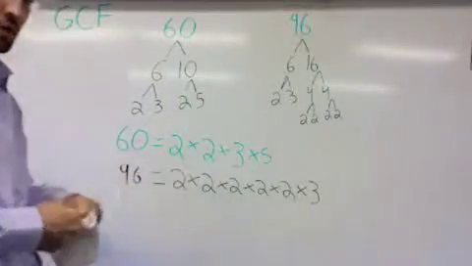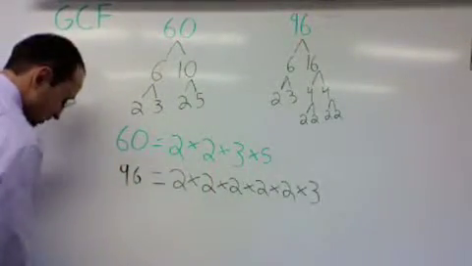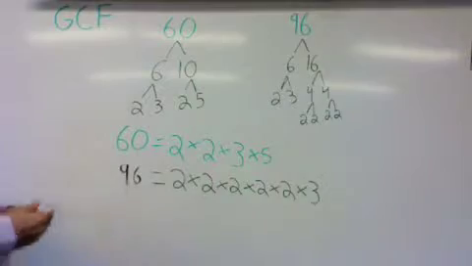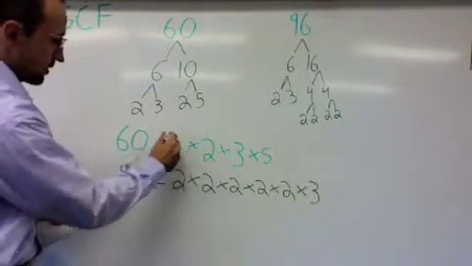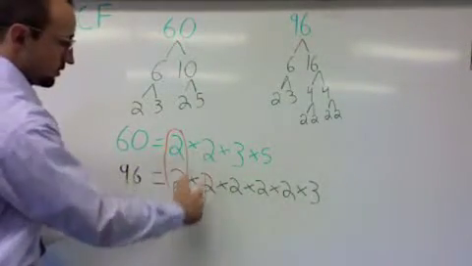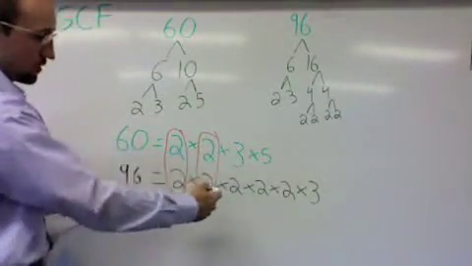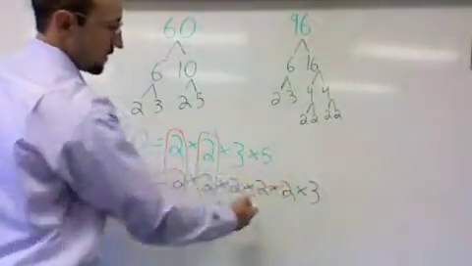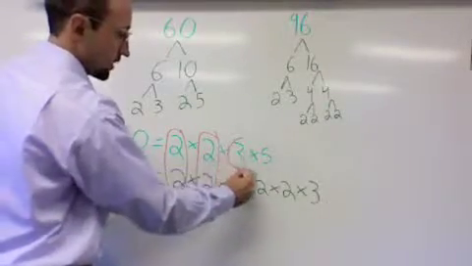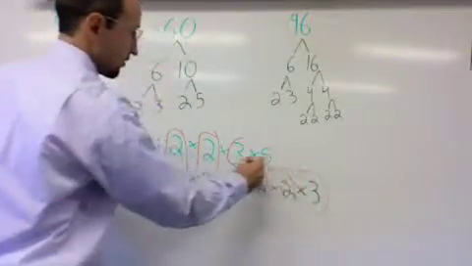Now what I'm going to do is I'm going to go back and I'm going to circle all the pairs that they have in common. So 2 and a 2, check. 2 and a 2, check. No more 2's up here. I have no 5 down here, but I do have a 3 and a 3.